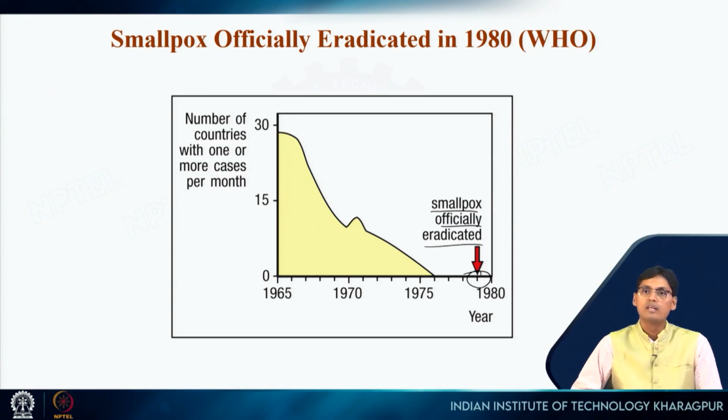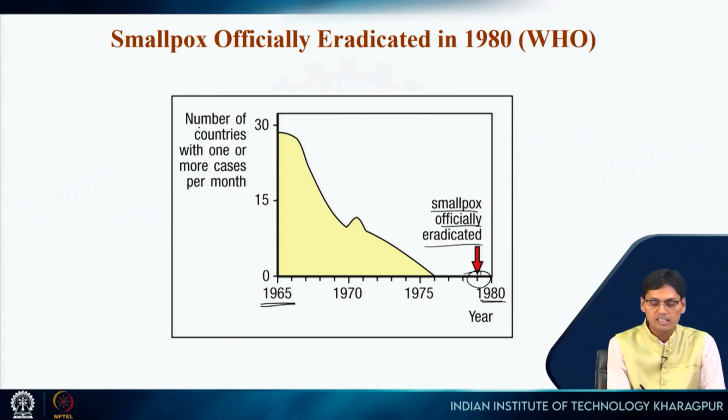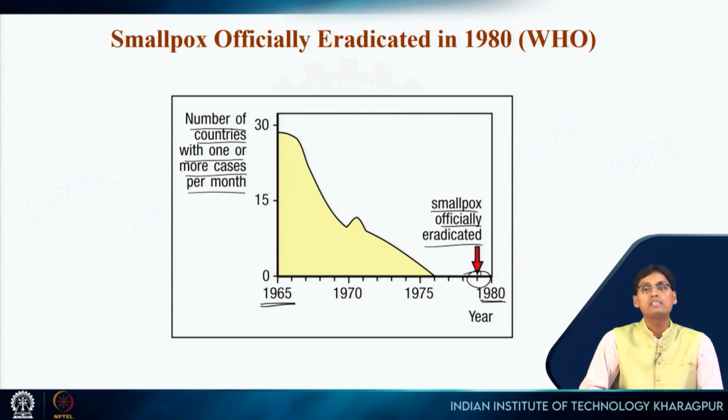The idea is, if you see here, we are showing from 1965 to 1980, and on the y-axis you can see the number of countries with 1 or more cases per month. Cases means here the smallpox disease, right? As you can see, in 1965 almost 30 countries reported smallpox, and over time by 1976, after that there is no occurrence of smallpox reported.